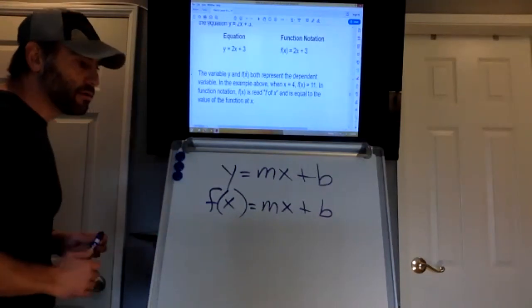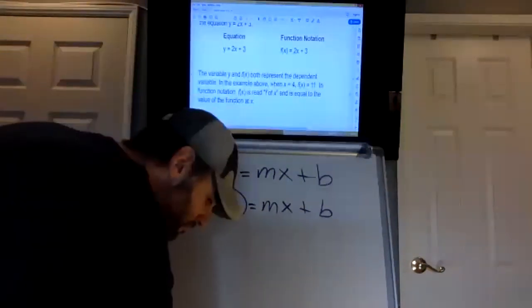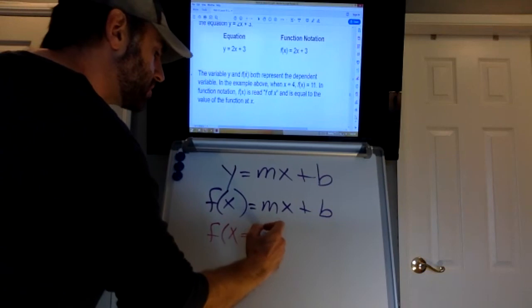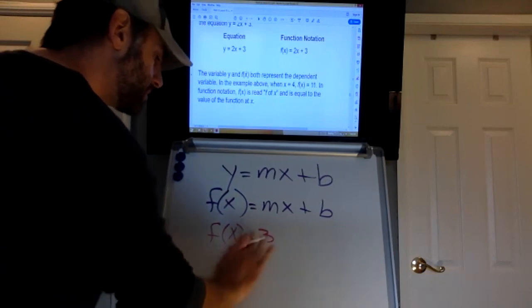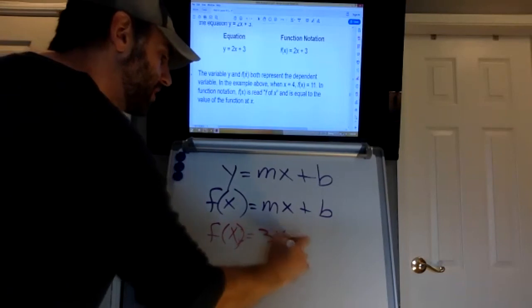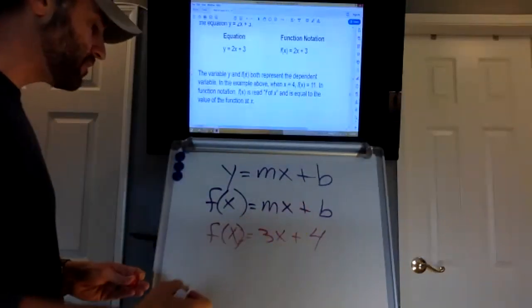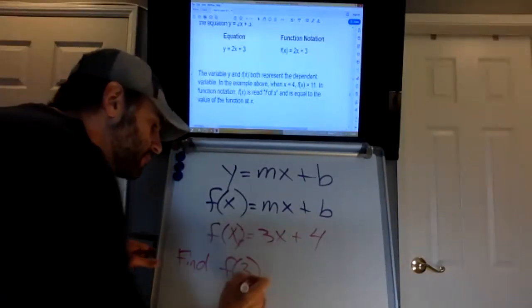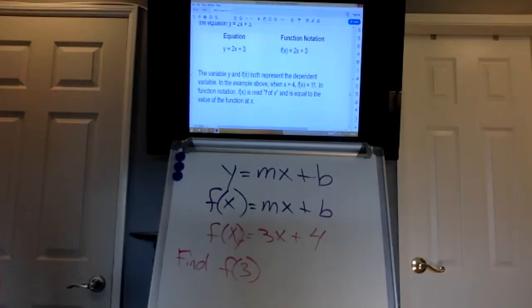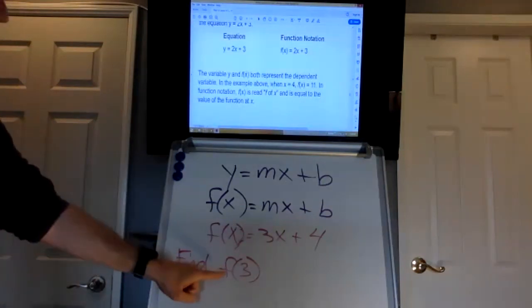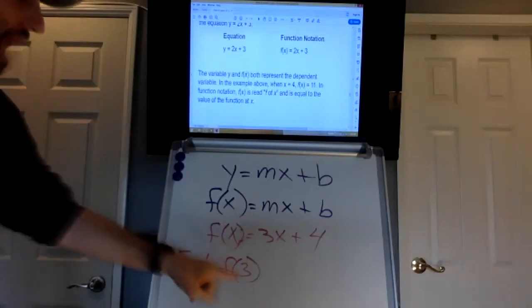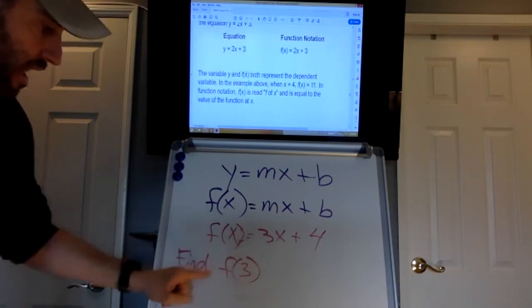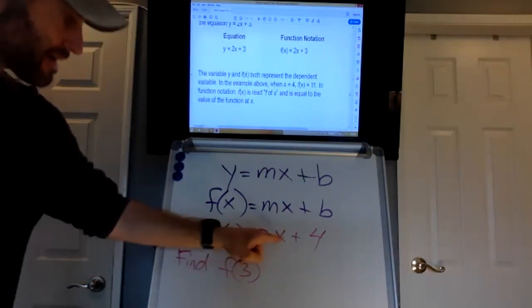Now, what I can do is I can give you an equation like this. I can say f of x is equal to 3x plus 4. There's your mx plus b. Find f of 3. What's f of 3? We said that this is a function depending on x. Now I'm telling you what x is. X is 3. What is the output, f of 3, when the x is 3?